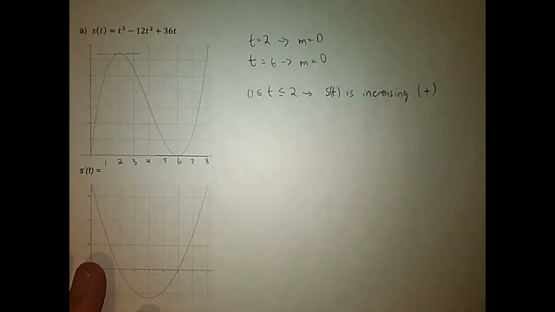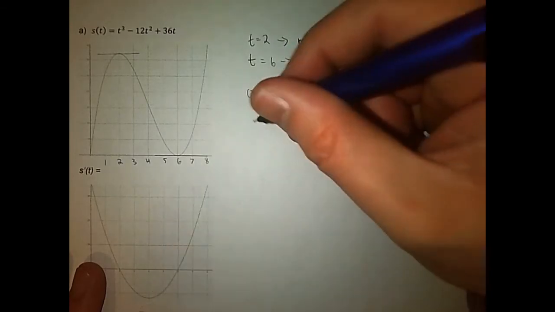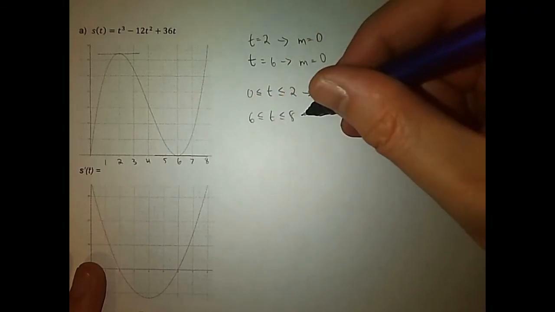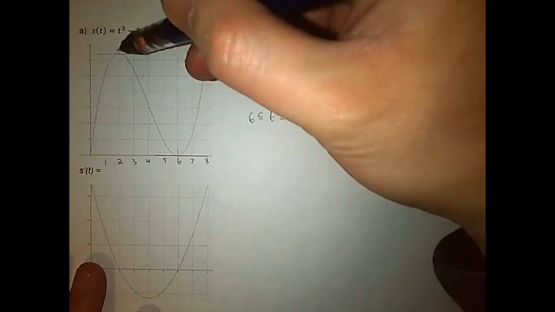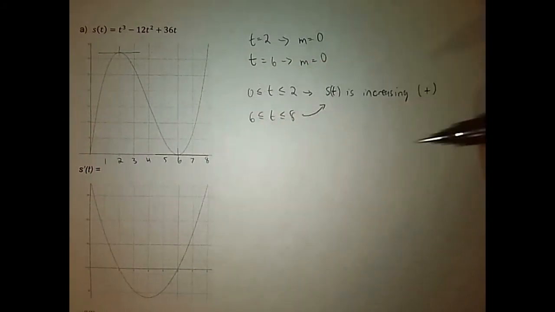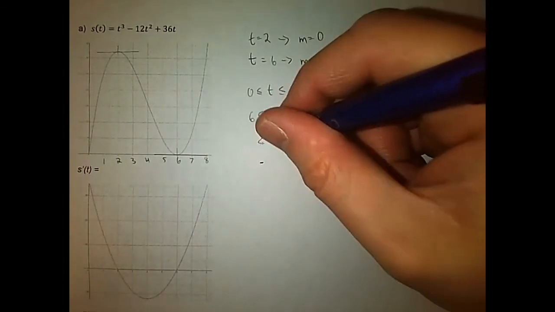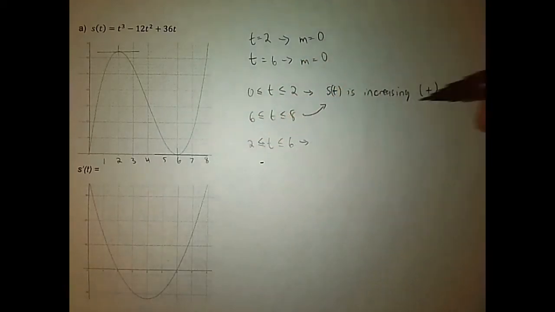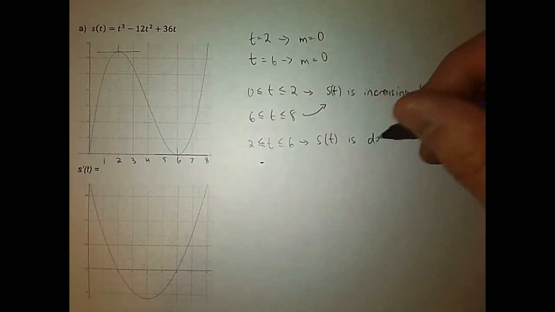Where is it also increasing? Well, up until this point, on this side, when t is greater than or equal to 6 but less than or equal to 8, s at t is increasing again. So at these intervals, our function is increasing. And in between, when t is greater than or equal to 2 but less than or equal to 6, s at t is decreasing.